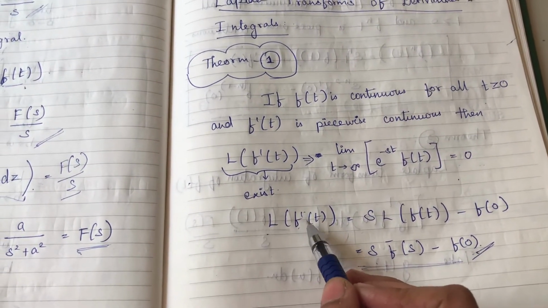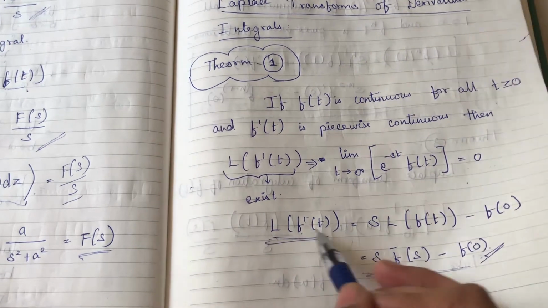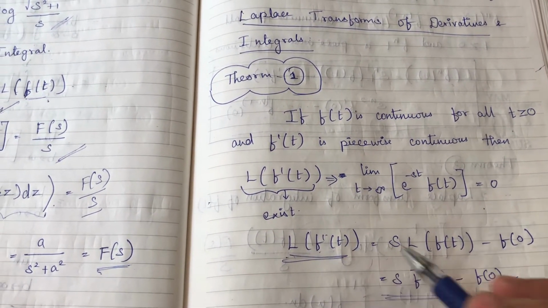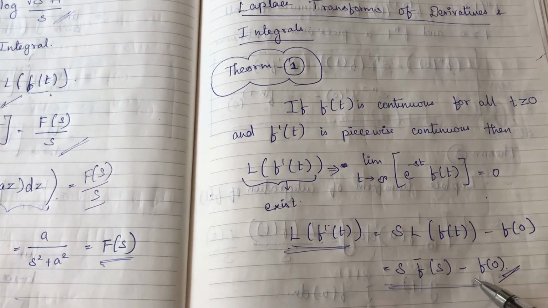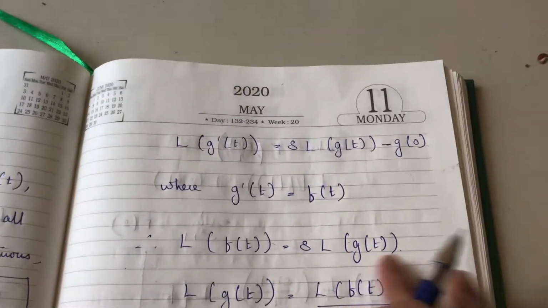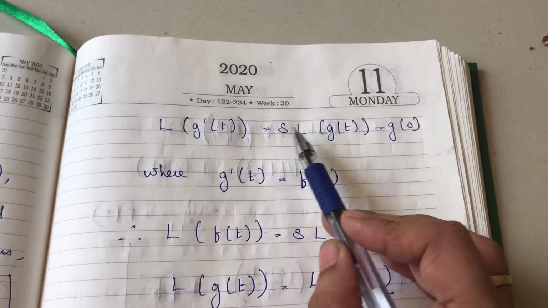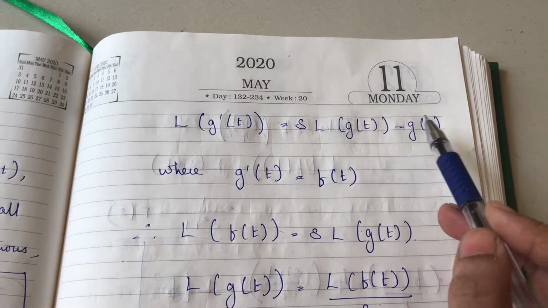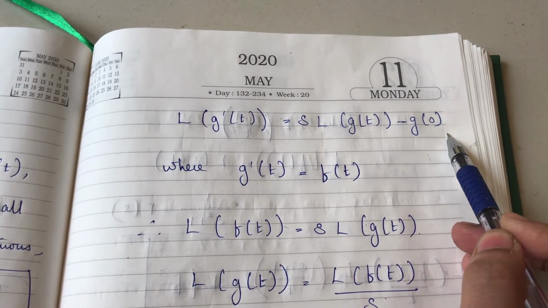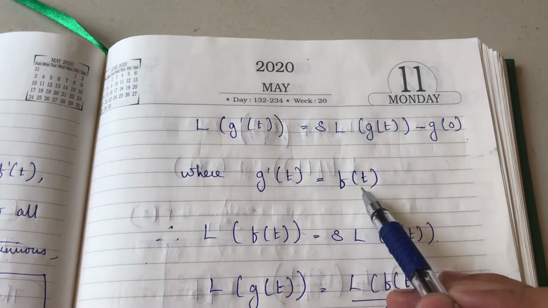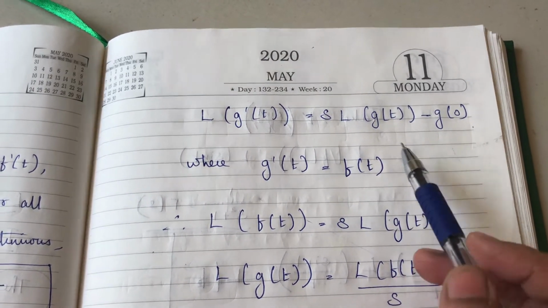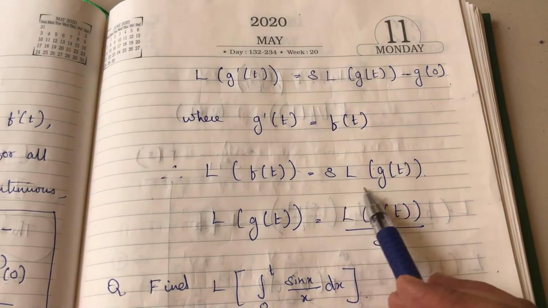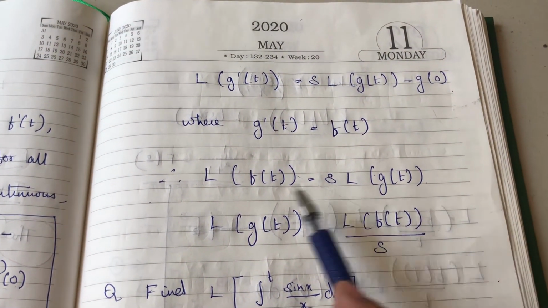L of f dash of t, we can write this as s times L of f, like s times L of this term without derivative, minus f of 0. So I am just writing here s into L of this term without derivative, so this term minus g of 0. Where g dash of t is f of t, so I can write this as L of f of t, which is equal to s times L of g of t, minus g of 0. So this term will become 0. So this is the thing.